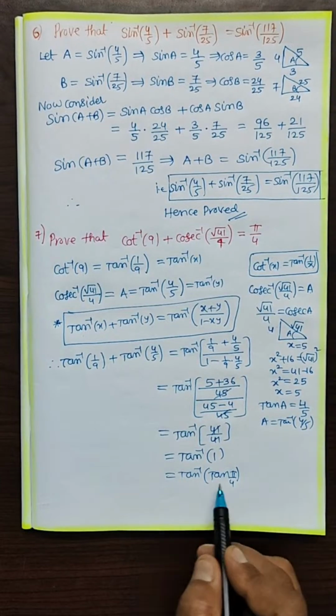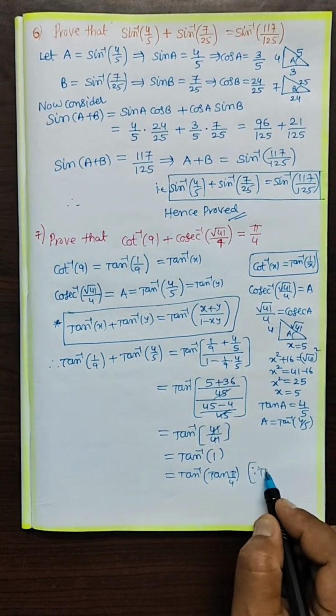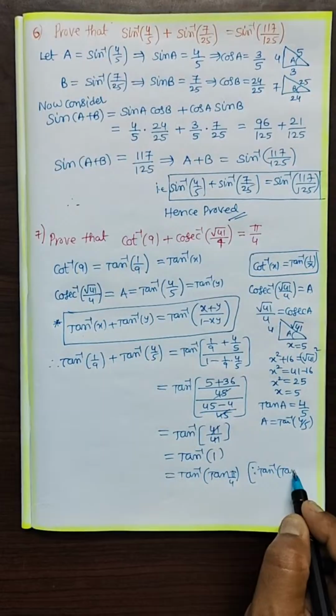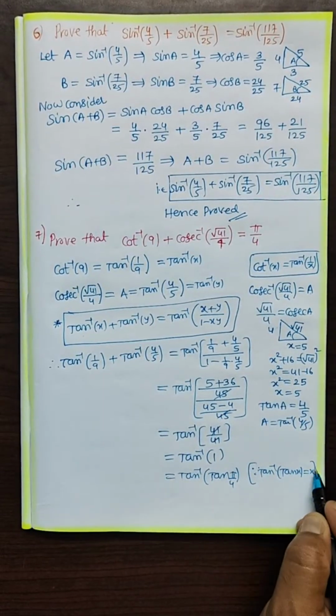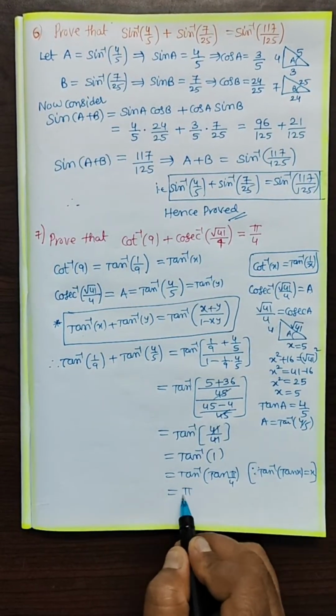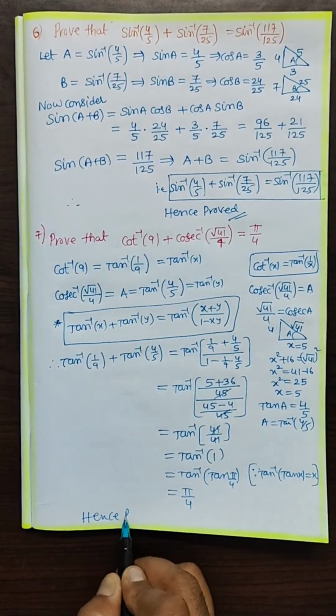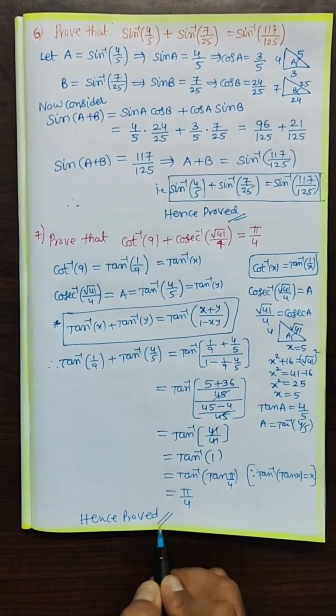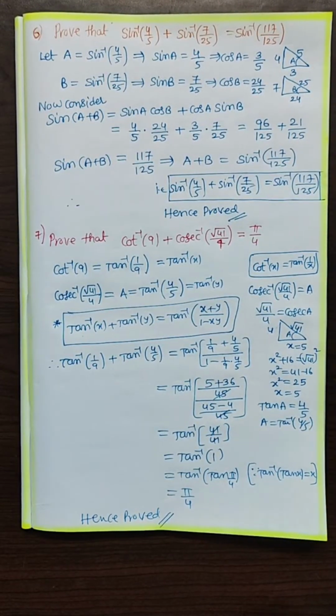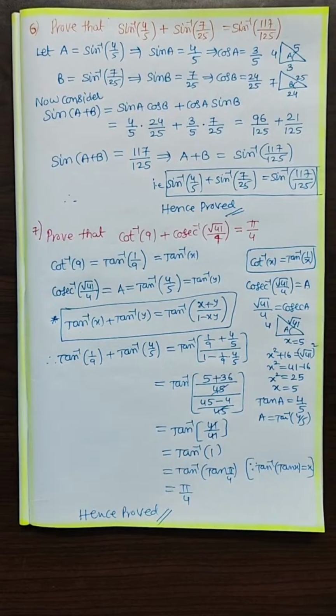Are you able to catch? Tan inverse of tan x is equal to x. So that is equal to pi by 4. Hence proved. Okay, dear students, I hope you understand.